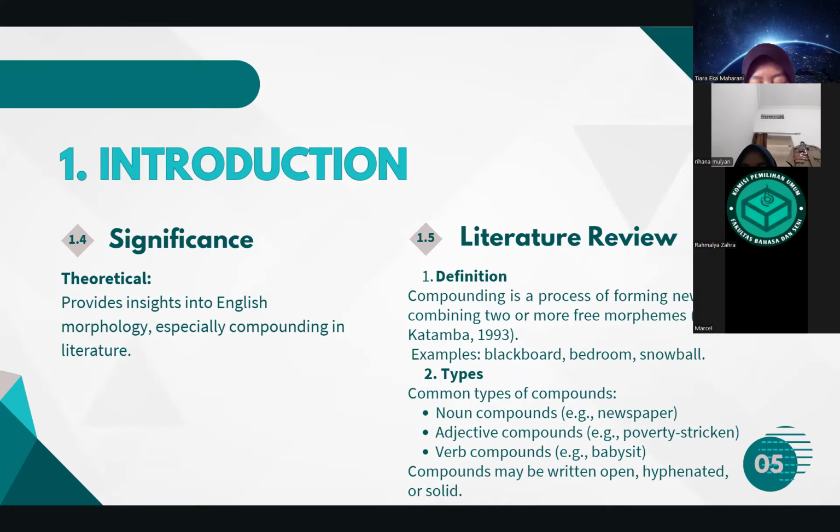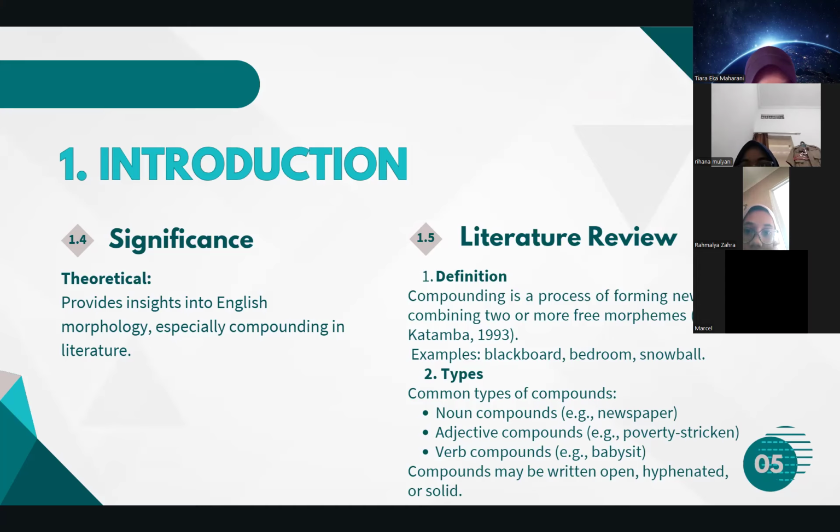Significance. Theoretical provides insights into English morphology, especially compounding in literature. And last one is the literature review. The definition is, compounding is a process of forming new words by combining two or more free morphemes, by Yule in 2020 and Katamba 1993. Examples are like blackboard, bedroom, and snowball.